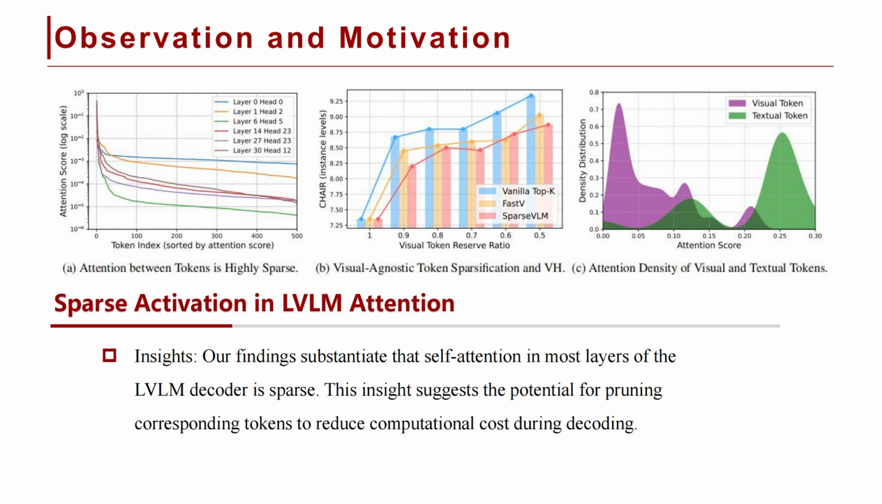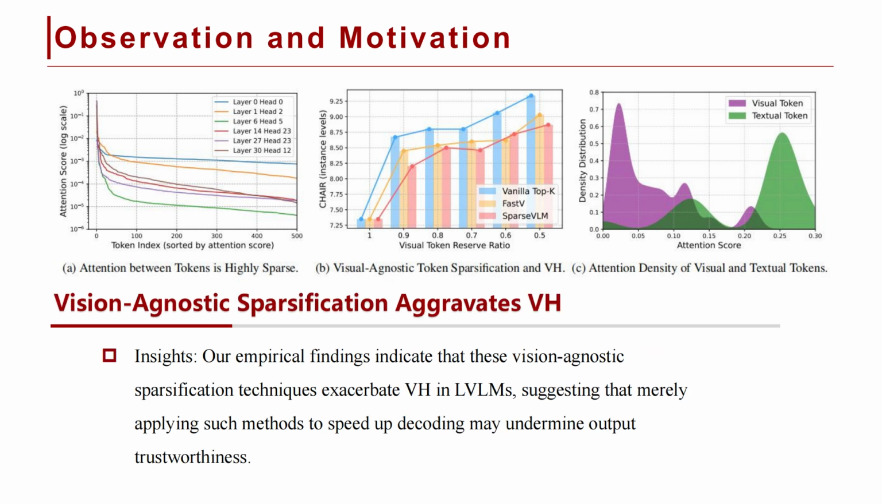However, naive sparsification methods can actually backfire. When we tested vision-agnostic methods like TopK or FAST, we found that hallucinations increased as sparsity grew. Why does this happen? These methods prune low-attention tokens indiscriminately, often cutting crucial visual tokens. The graph here shows how chair scores worsen with higher sparsity. This clearly indicates that we need a more sophisticated, visual-aware approach to token sparsification.